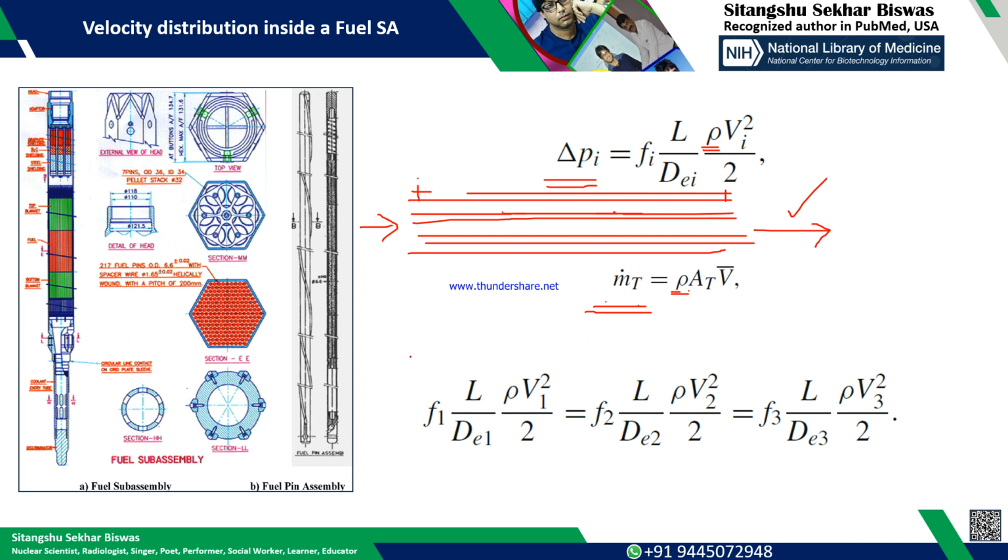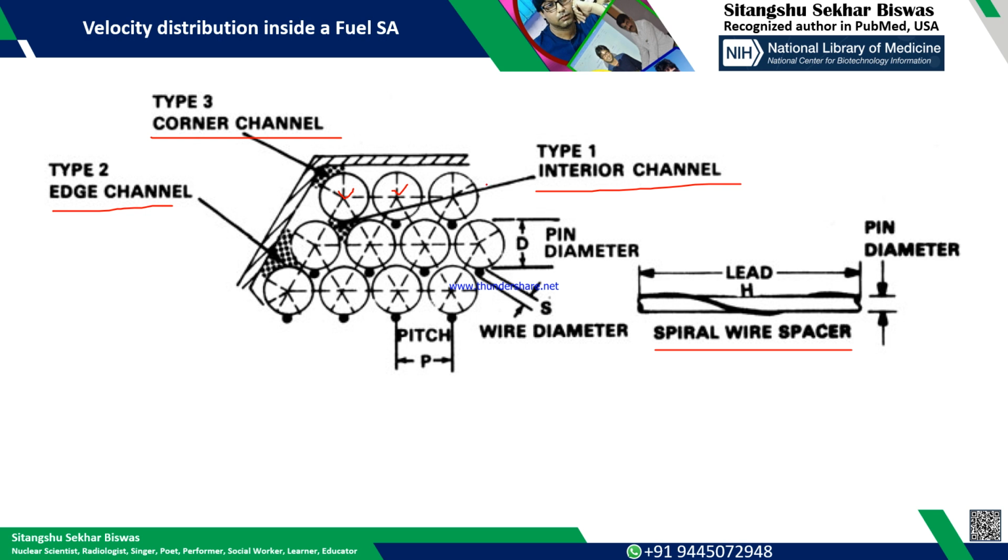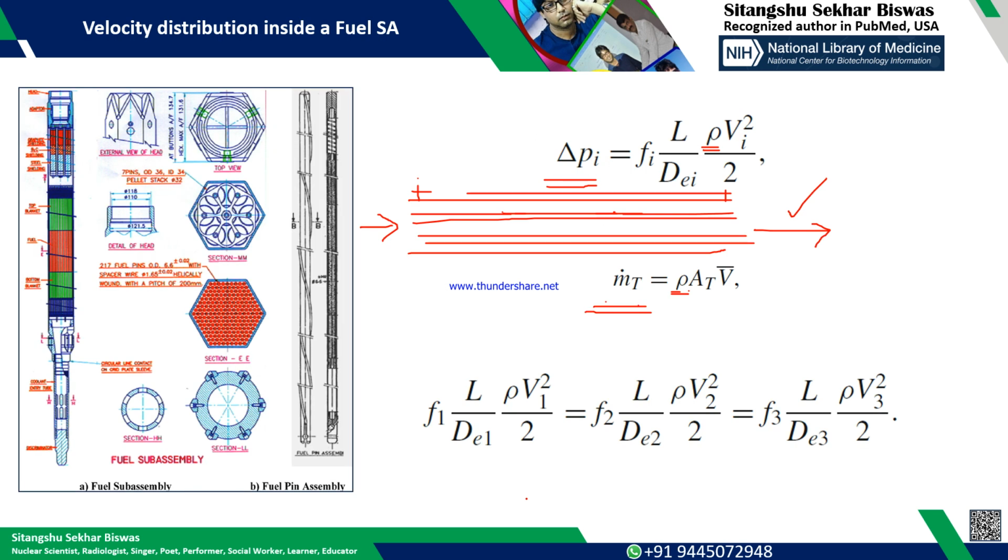Now for all the three channels you can rewrite this, because the value of I, as I told, in the previous slide you have seen there are three types of channel: type 1, type 2 and type 3. So we are going to estimate the velocity for each channel, meaning through this area what should be the liquid velocity, through this area what should be the liquid velocity, through this area what should be the coolant velocity, that we are going to estimate. So you can write simply, it will appear as this, okay.